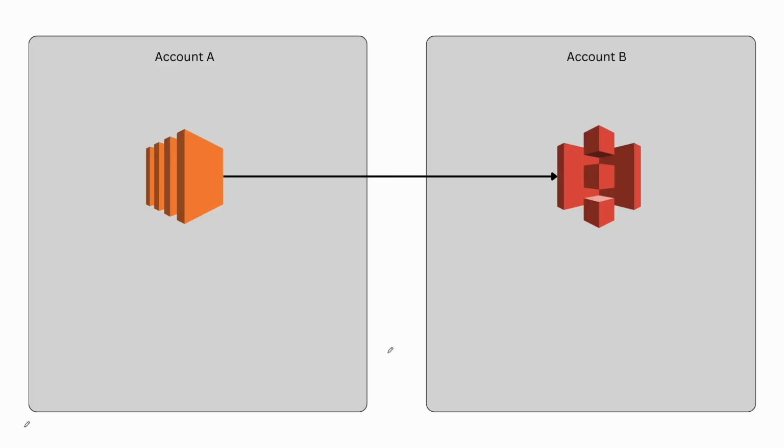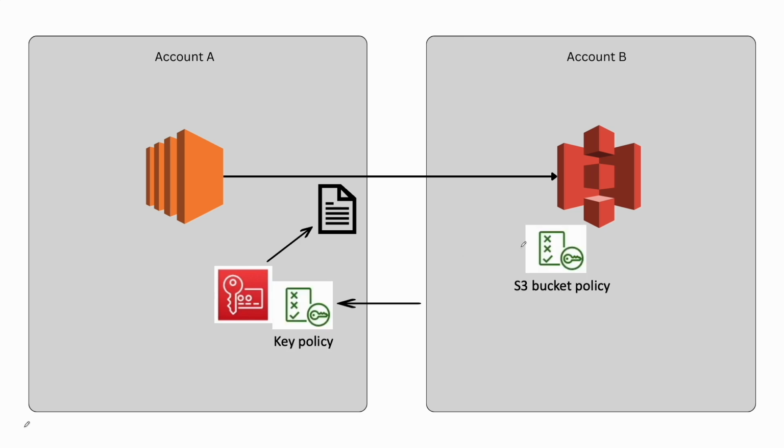Summary. To allow an EC2 instance to access S3 objects across accounts. 1. In account A, create and use a KMS key to encrypt the S3 objects, and update the key policy to allow account B to decrypt the key. 2. In account B, configure the S3 bucket policy to allow access from account A. 3. In account A, ensure the EC2 instance's IAM role has permission to decrypt the specified KMS key and access the designated S3 folder.